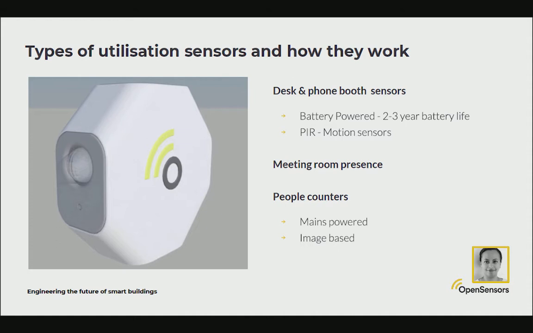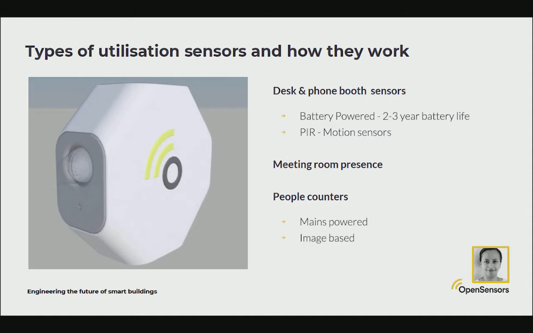We're going to focus on utilization sensors. And what we mean by that is specifically three distinct types of utilization sensors. There's desk and phone booth sensors, which tell you is somebody present on a desk, within a phone booth, and so forth. These are PIR motion sensors, battery powered. The expectation of battery life is between 2 to 3 years within the networks that we design.